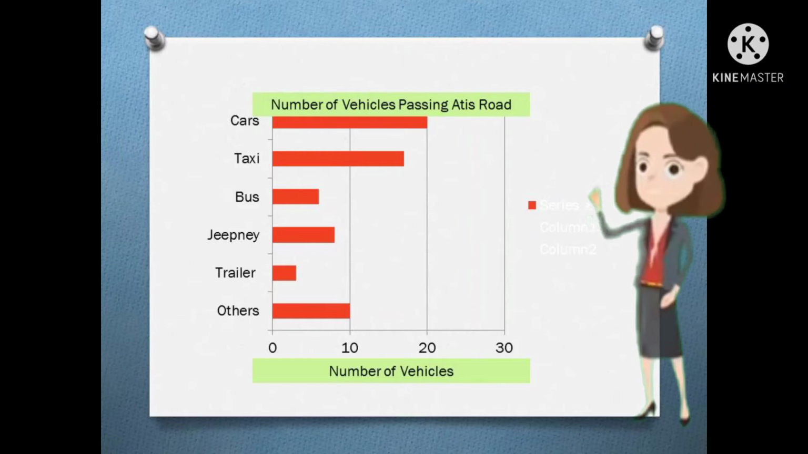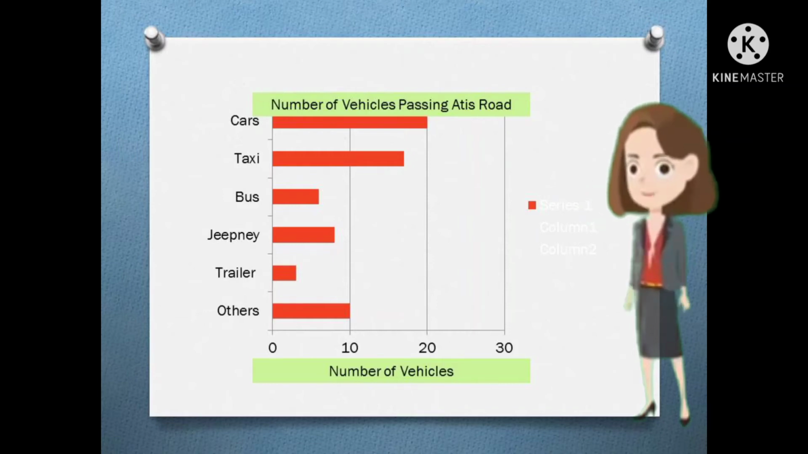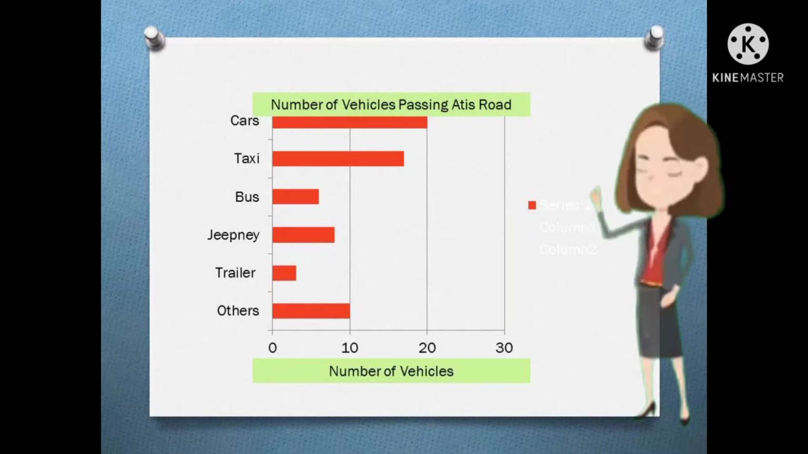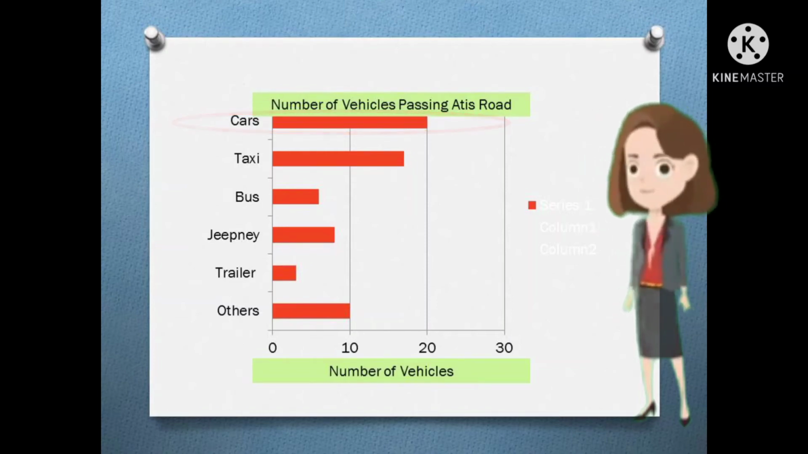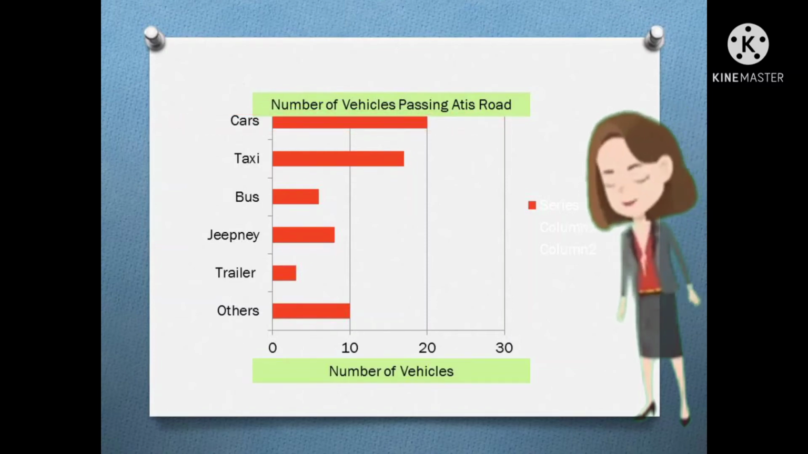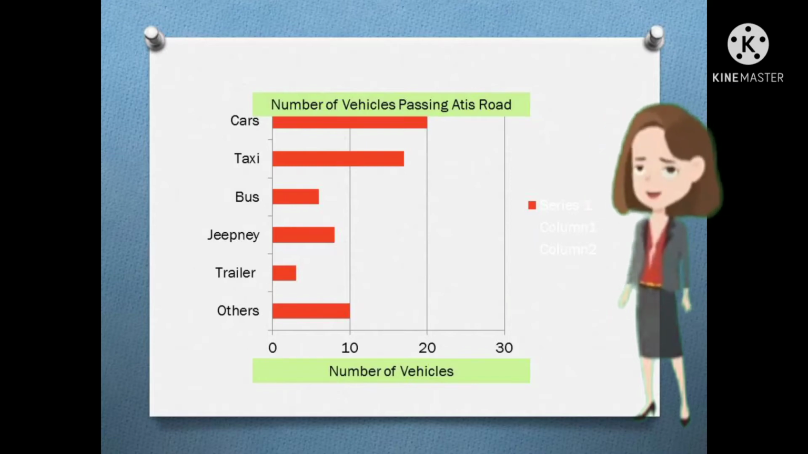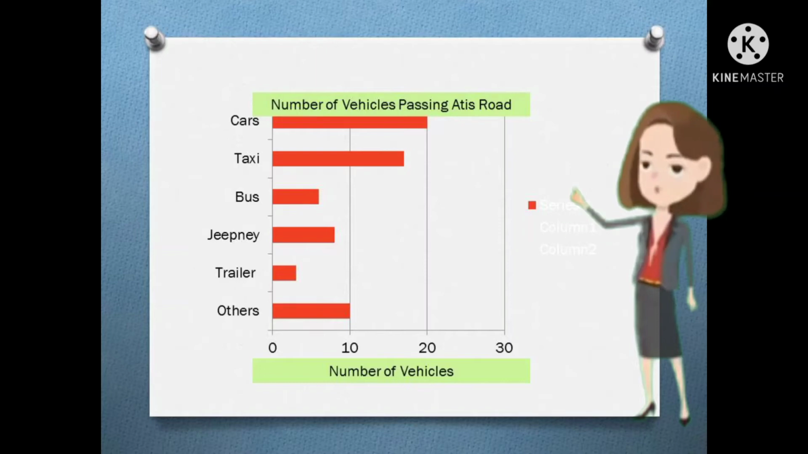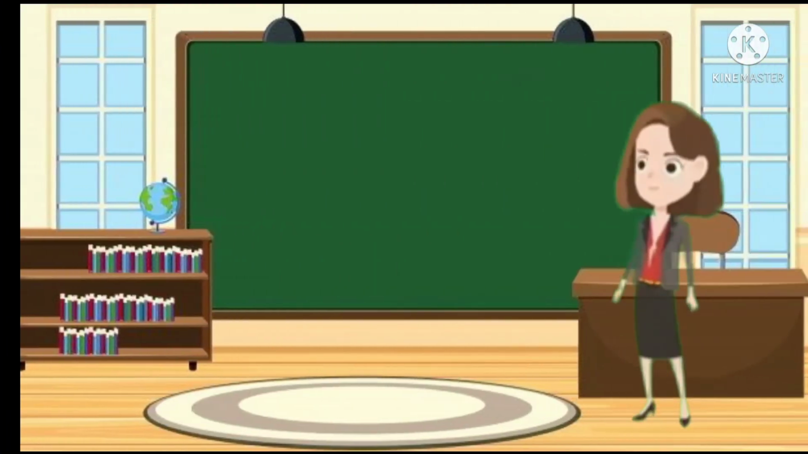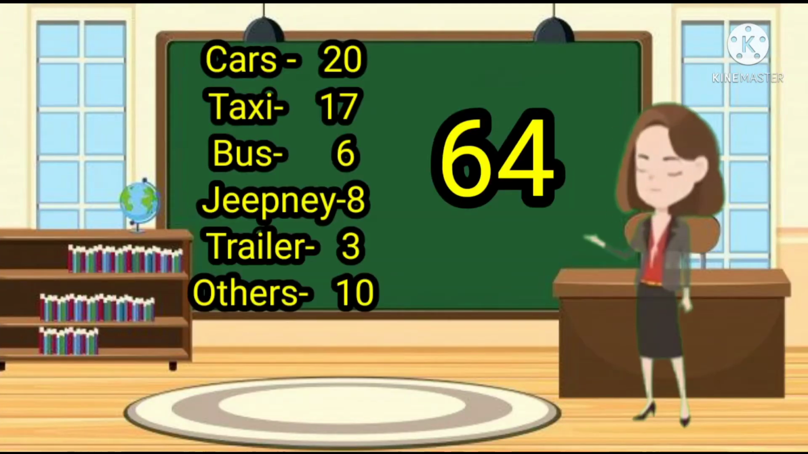Question number 5. What is the greatest number of vehicles passing the street? The greatest number of vehicles passing the street are cars. Question number 6. How many vehicles pass by at the street within 20 minutes? The vehicles that pass by at the street within 20 minutes are 64 vehicles.